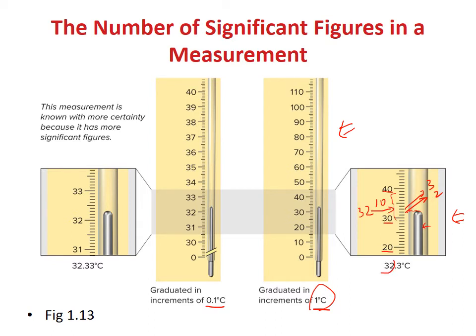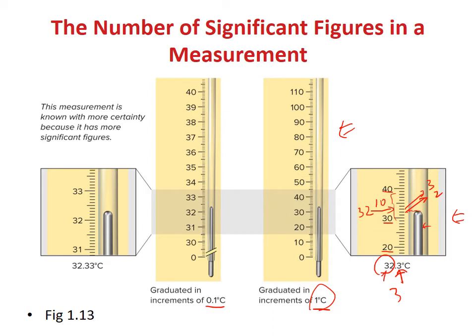We know 32 is certain, but the next digit is estimated, because we know it's between 32 and 33. So 32 point something. Here we estimate 32.3. The last digit is estimated, is uncertain. We have 3 significant figures: 2 of them are certain, 1 is uncertain.